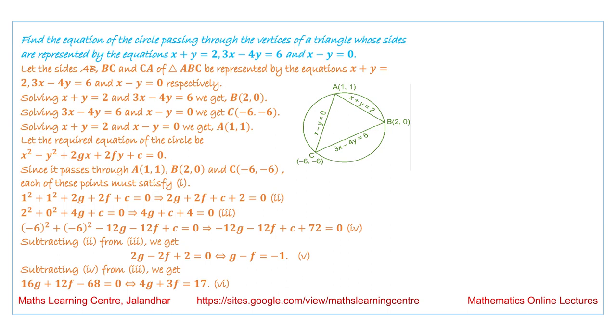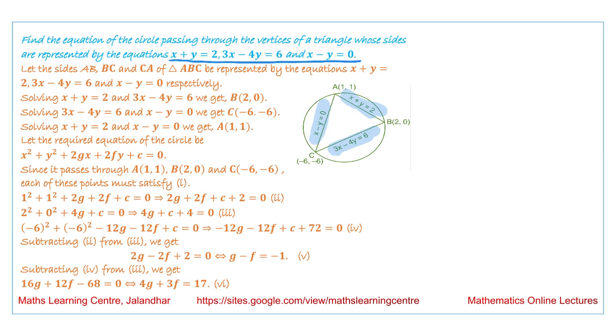Next we have: find the equation of the circle passing through the vertices of a triangle whose sides are represented by these 3 equations. So we have a triangle, and the sides of this triangle are represented by these equations.